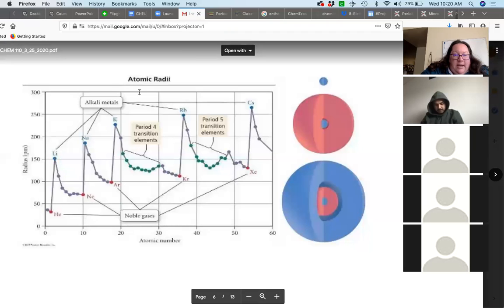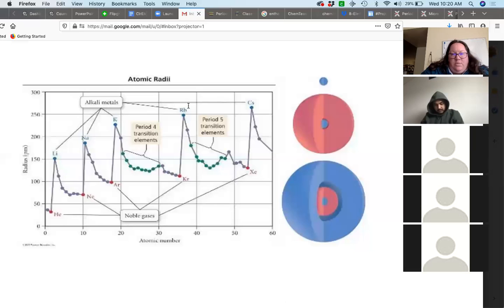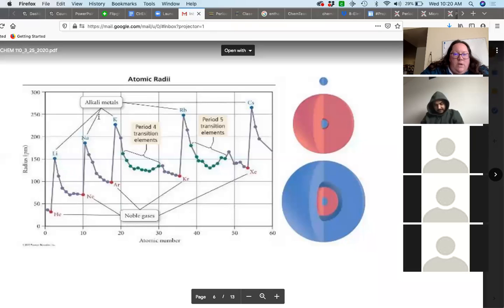So here, if we're thinking about atomic radius, why do you think lithium, sodium, potassium, rubidium, cesium have the largest atomic radius? And then why would helium, neon, argon, krypton, xenon, our noble gases, be quote unquote so small? So I want you to think about that.